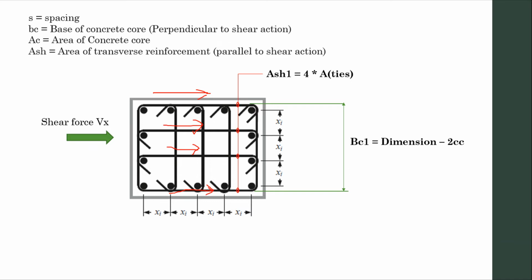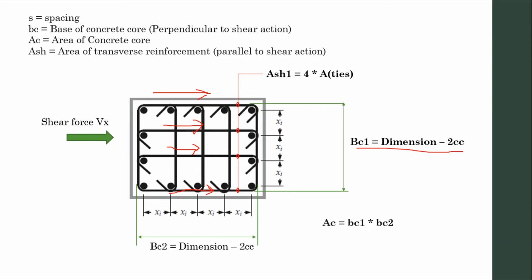So this one is your base of concrete core. So this is another dimension. So BC2 is the dimension minus 2 times the concrete cover lang. Ang core natin, tandaan nyo, is minus 2cc lang, minus 2 times concrete cover. So, ang AC natin or ACH is the area of concrete core. So, rectangle siya, area of rectangle. So, BC1 times BC2 lang. So, ito yung mga term na kailangan nating malaman.